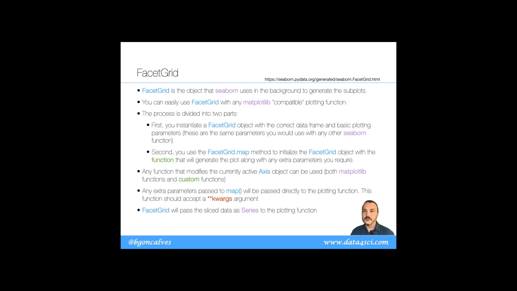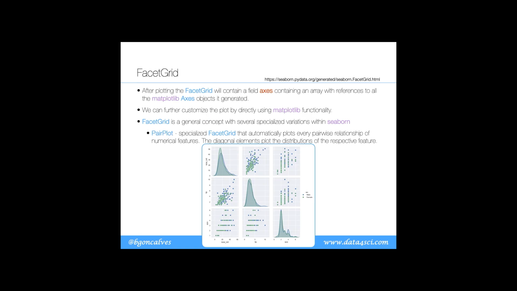But essentially, as long as you have any function that generates a plot, you can pass it to the map function, and that will generate your plot. Your function's only requirement is that it must know how to plot the data when provided as a series, and it has to take several keyword arguments that Seaborn is going to use to tell your function what the color should be, what the size should be, and so on, depending on the type of plot and the parameters you're specifying. FacetGrid will also return, as one of the fields of the object after you plot it, the array containing all the axes objects from matplotlib that you can then use to customize your figure any way you like.